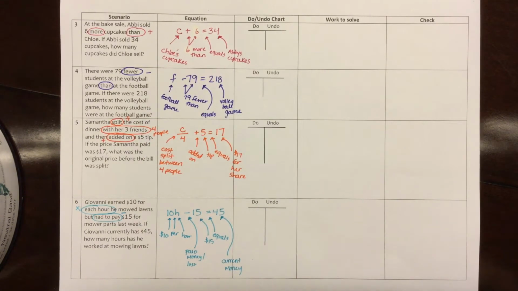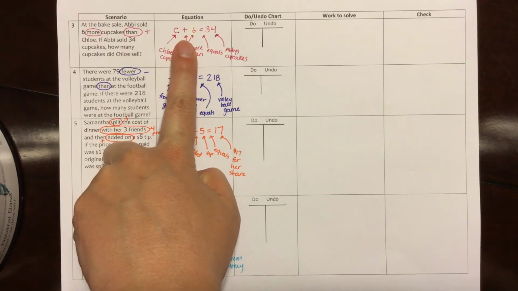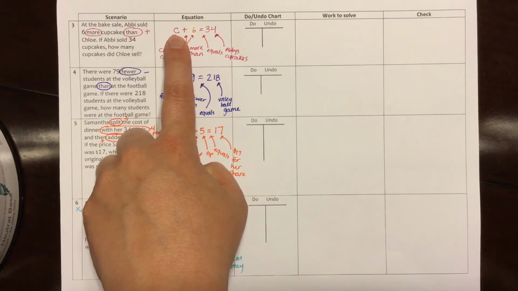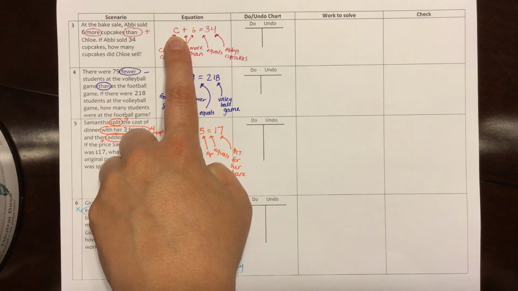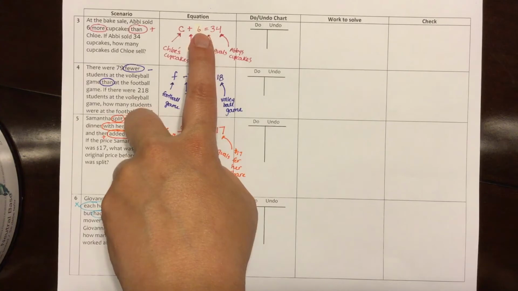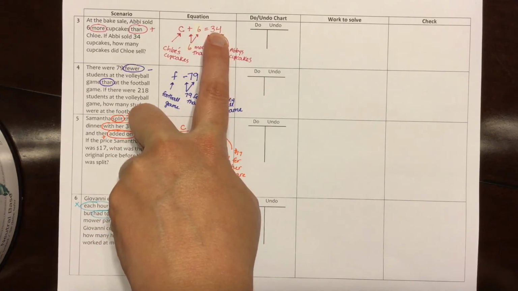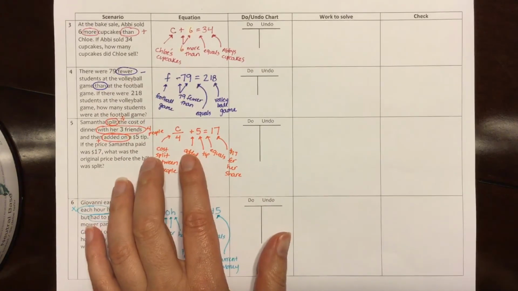For number 3, it reads, at the bake sale, Abby sold 6 more cupcakes than Chloe. As soon as I see more than, that is an indicator for addition. So I'm showing 6 more than C. C can represent Chloe. And then it goes on to read, if Abby sold 34 cupcakes, how many did Chloe sell? And so when it says that Abby is 6 more than Chloe, and by the way, she's 34, those are equal to each other, and then you can work backwards to find the variable C.